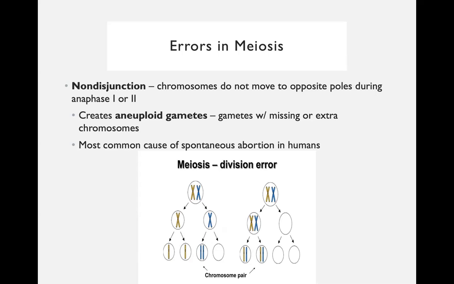Sometimes that doesn't happen. You have what is called non-disjunction. The chromosomes don't separate. One cell gets both of them, which is too much DNA in one cell. The other cell gets none. They don't move to opposite poles during anaphase, either anaphase 1 or 2. This can happen when you have the homologous chromosomes still together as tetrads, or it can happen when you're splitting those 2 cells in the second round of meiosis into 4.